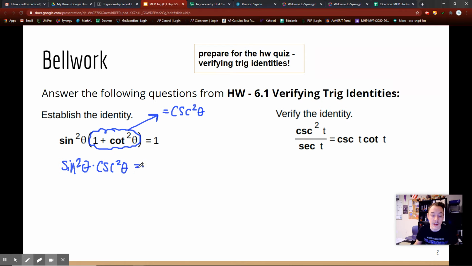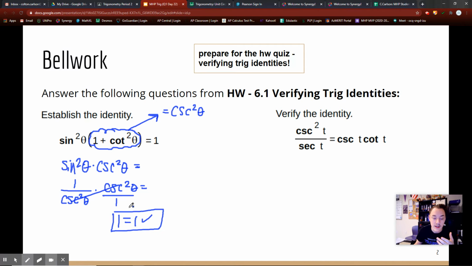And then again, I'm working with the most complicated side. I want to see if this actually equals 1 here. Now what I'm looking at is, well, this is sine, that's cosecant. You should be able to recognize that they are reciprocals. So I have to just change one of them. So let's just change this one into cosecant squared theta. And that is totally available to me because it is a reciprocal. Now I can clearly see that this is over 1, those go poof, and this is 1 equals 1, which is exactly what I want. And so it is verified.